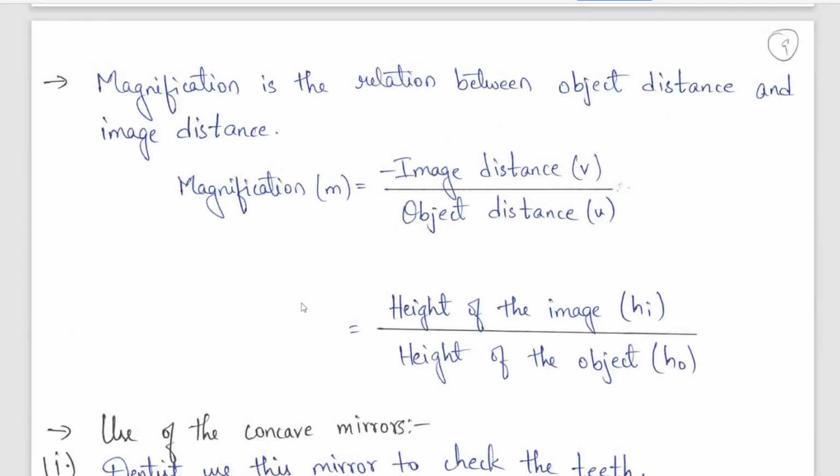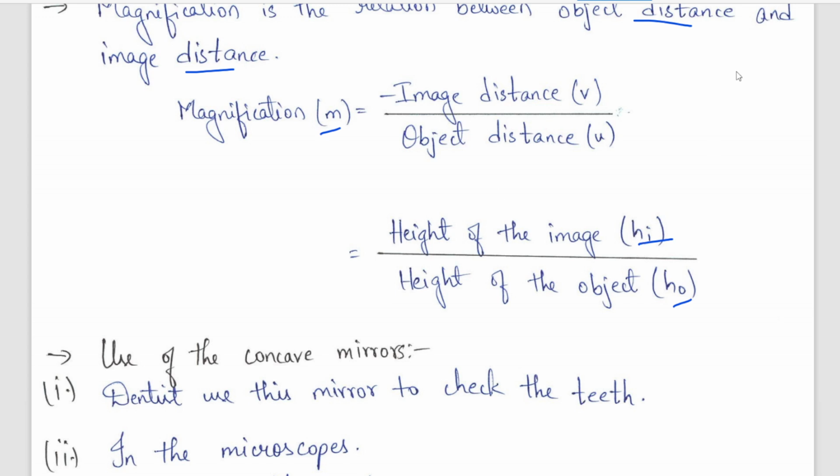Now, magnification is the relation between object distance and image distance. So magnification m equals minus image distance v by object distance u. Image distance and object distance can also be written as height of the image h i and height of the object h naught.